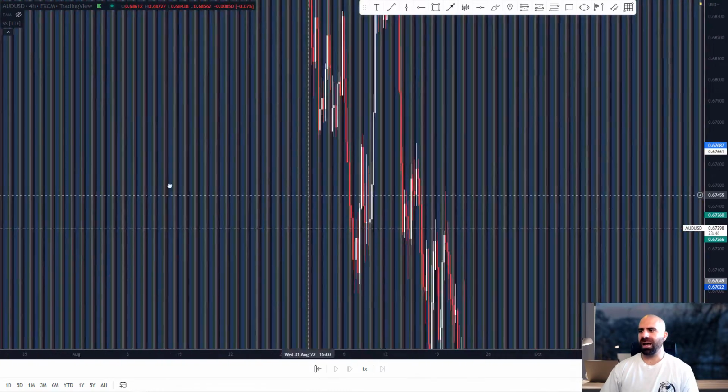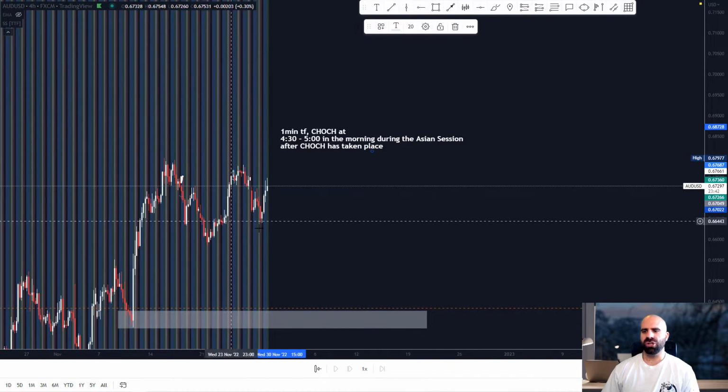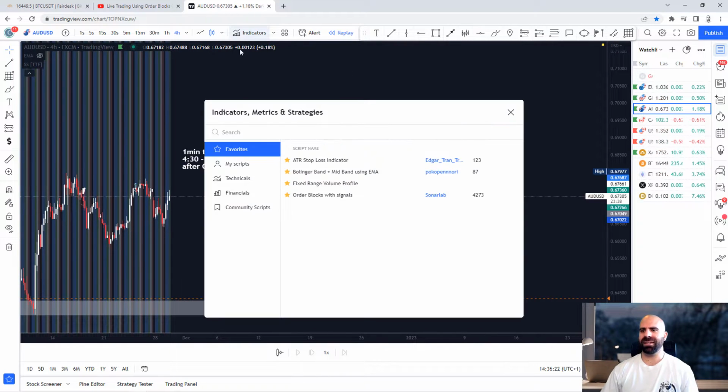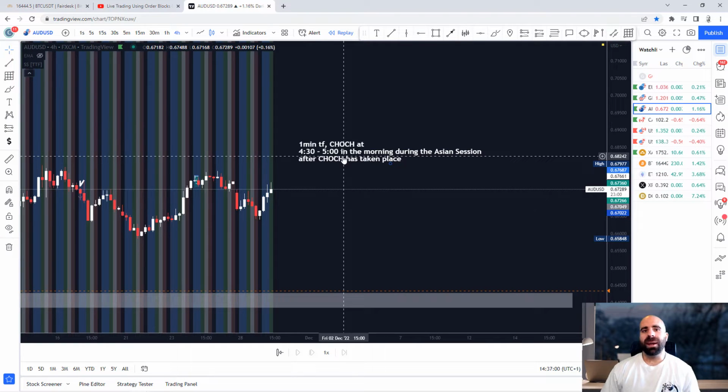Quickly, we have to set up our indicator, which is only an indicator using sessions. What you have to do, just go right here to indicators. It is this indicator, the symbol sessions from the third floor. The strategy will be taking place on the 1 minute time frame only.